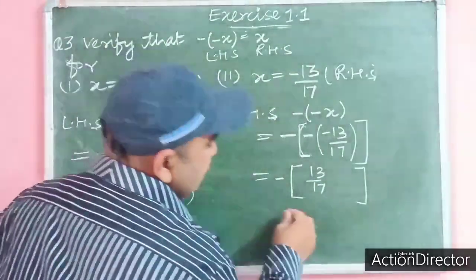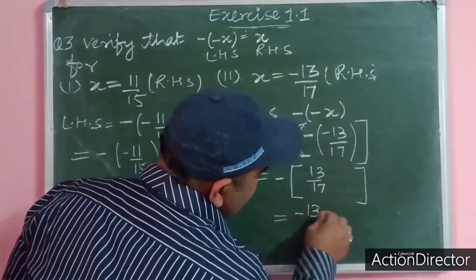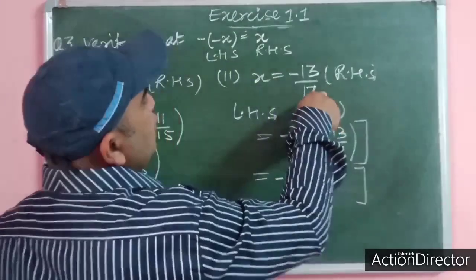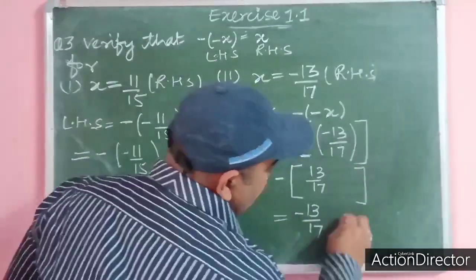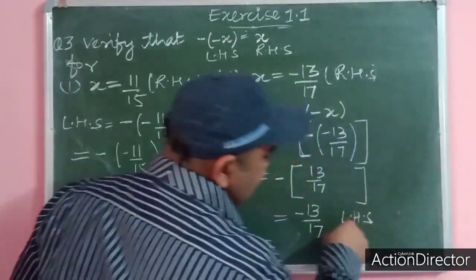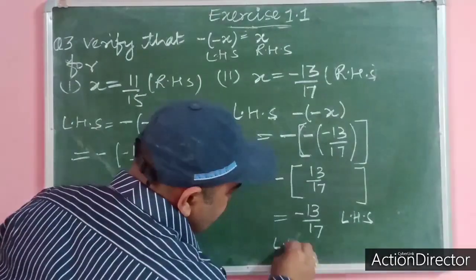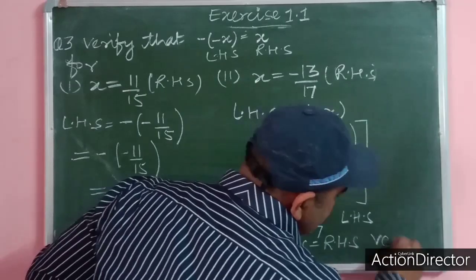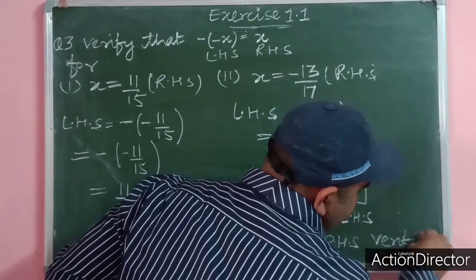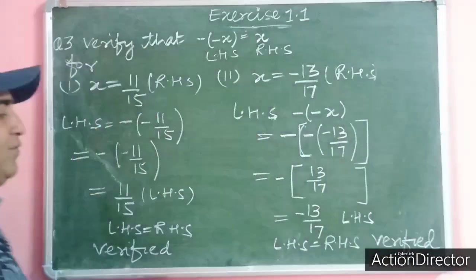Now minus plus is minus, so it is minus 13 by 17, which is equal to the RHS. I am solving here the LHS part. So LHS is equal to RHS, and it is verified.